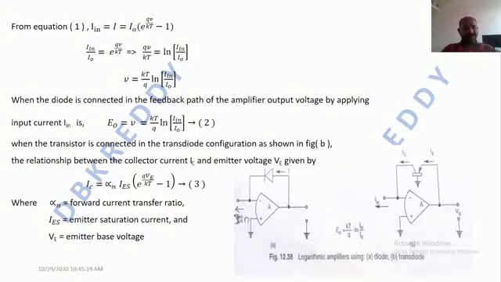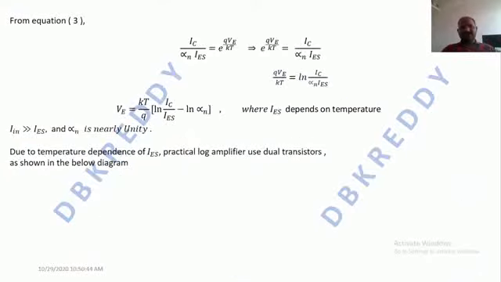Here I'm assuming that this particular term is much greater than 1, for simplifying the equation. When it is much greater than 1, subtracting 1 from this large value does not affect it that much. That's why I'm rounding this part to e power QV by KT. It is a mathematical assumption only.